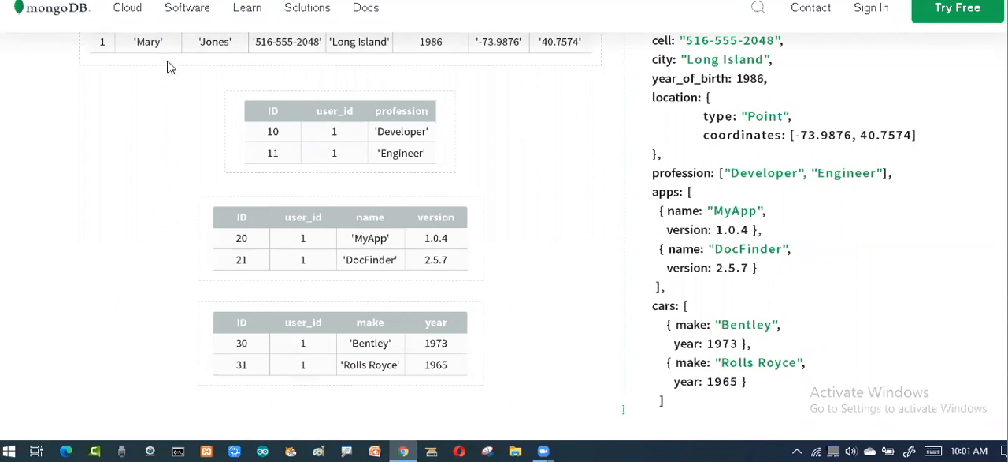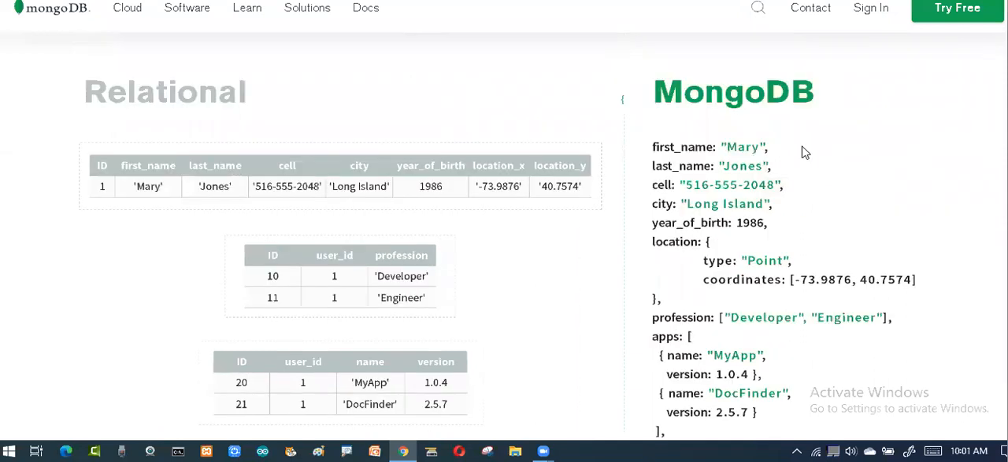So Mary is a developer of My App and he has Rossi cars. So car is a table, apps is a table, profession is a table, personal profile is a table. So four different tables are being created from a single document. Now this is the best example of a document database. Okay, any doubt regarding this?